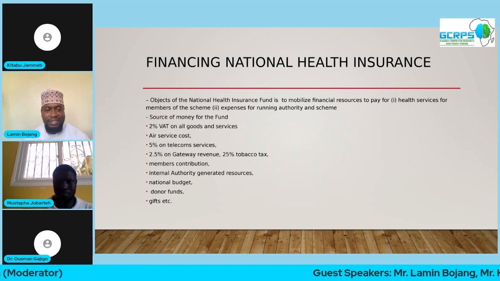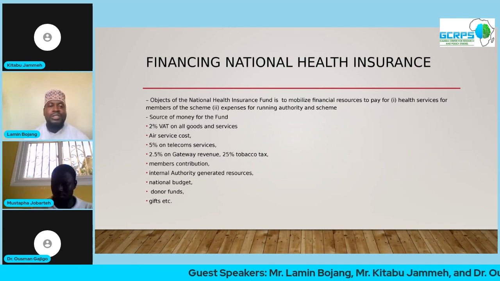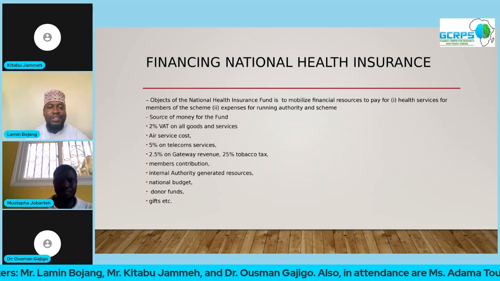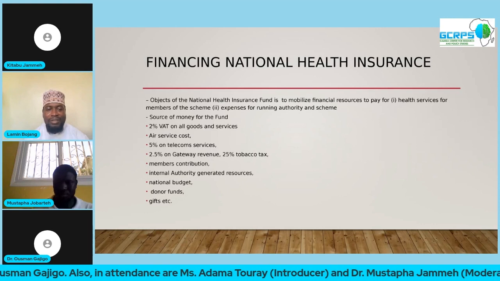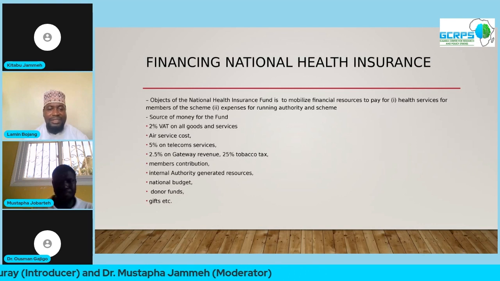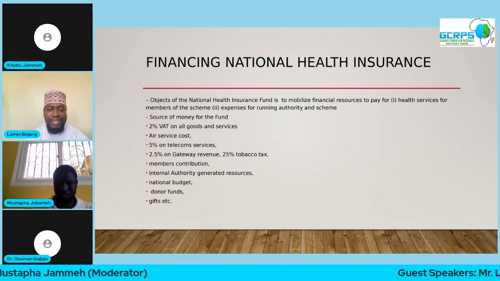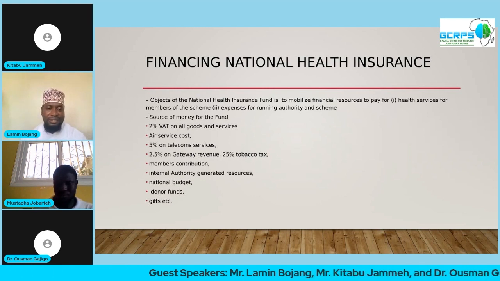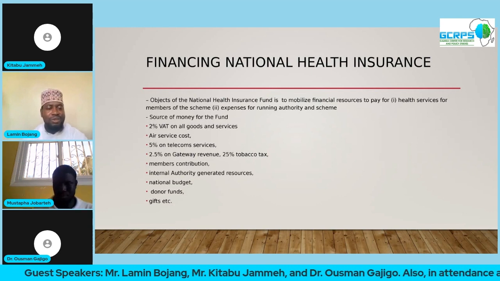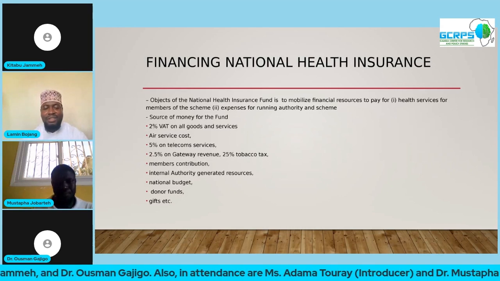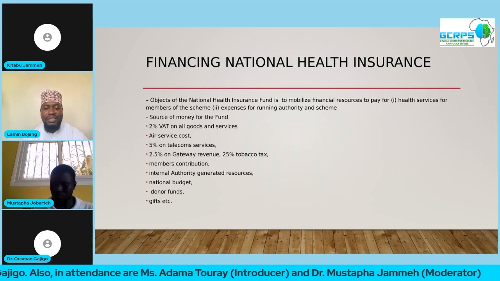Some of the identified sources are a proposed 2% VAT on all goods and services, 5% on telecom services, 2.5% gateway revenue, 25% tobacco tax, members' contributions, internally authority-generated resources, the national budget, donor funds, and gifts. These are all identified areas for funding the national health insurance.